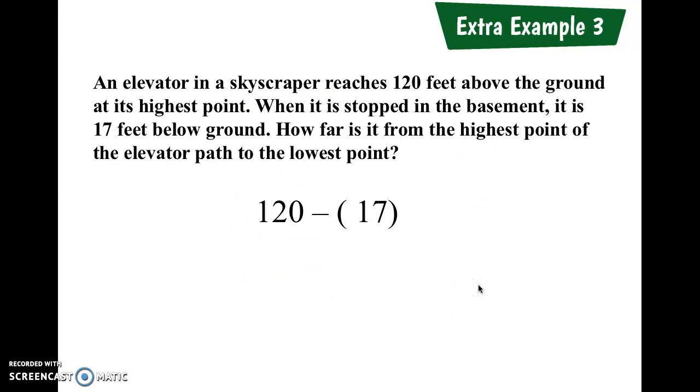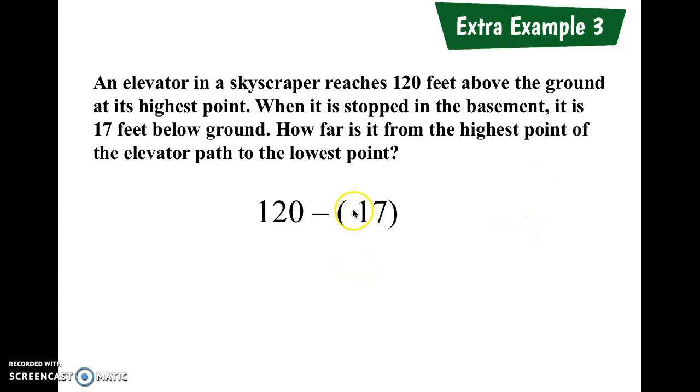All right, this is our last example, you guys. An elevator in a skyscraper reaches 120 feet above the ground at its highest point. When it is stopped in the basement, it is 17 feet below ground. So I see that word below. I'm already thinking the 17 is a negative value. How far is it from the highest point of the elevator path to the lowest point? So this is a subtraction problem.